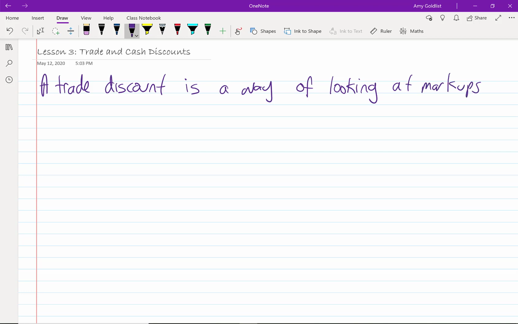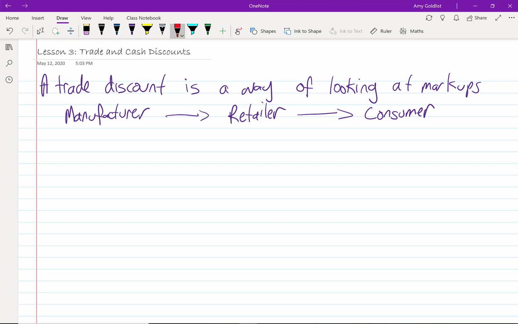So let's look again at some sort of item going through the supply chain. Let's start with the manufacturer. This time we're going to go straight to the retailer and skip the wholesaler step and then the consumer. So we have a good, it travels from the manufacturer to the retailer to the consumer. At each step, someone is paying money. Let's look at the retailer. The retailer purchases it for $200 from the manufacturer, and they're going to go ahead and sell that item to me for $250.